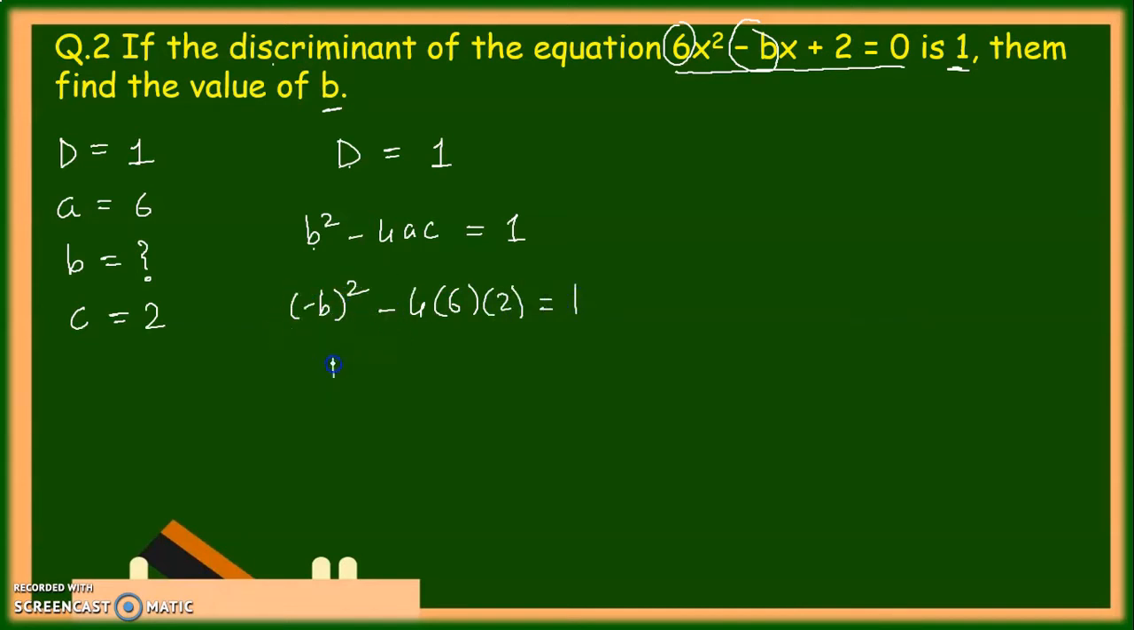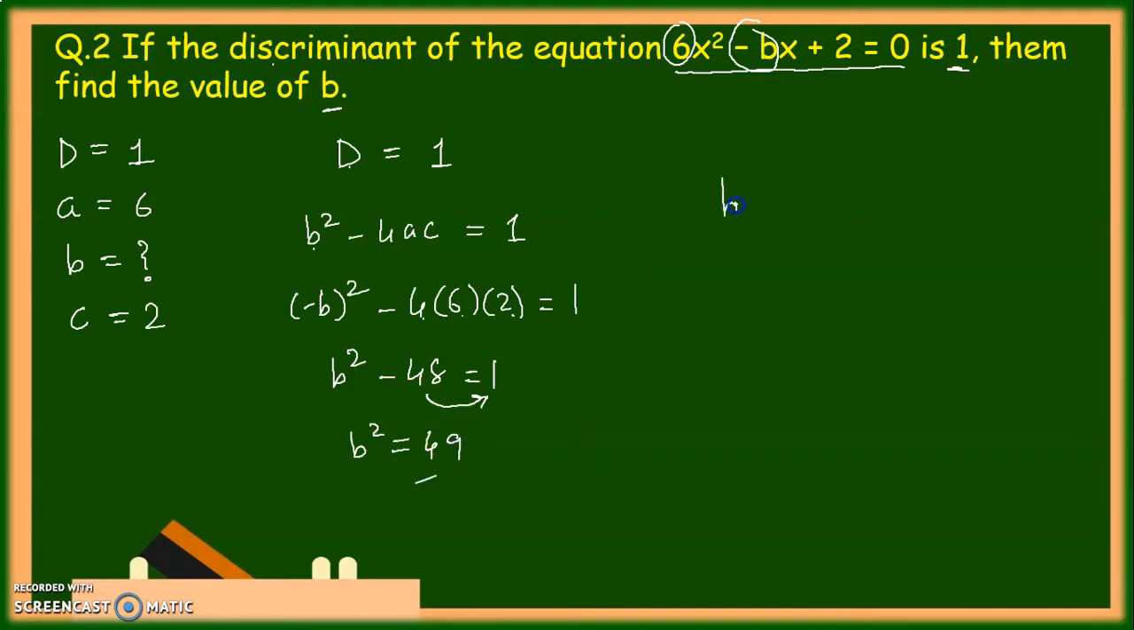So b square minus 4 multiplied with 6, that is 24, multiplied by 2, that is 48. So b square minus 48 is equal to 1, or we can say b square is equal to 1, and 48 goes to this side. So 1 plus 48 will be equal to 49. So b square equal to 49.